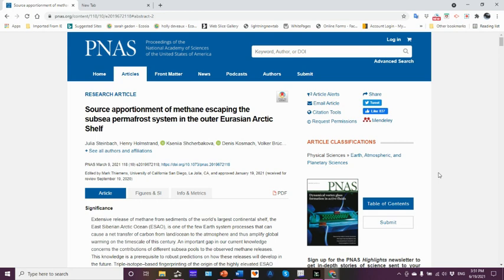I wanted to discuss with you what we see here: Source apportionment of methane escaping the subsea permafrost system in the outer Eurasian Arctic Shelf. And you can see these are the investigators, the authors on this research report. And it's from the Proceedings of the National Academy of Sciences of the USA.